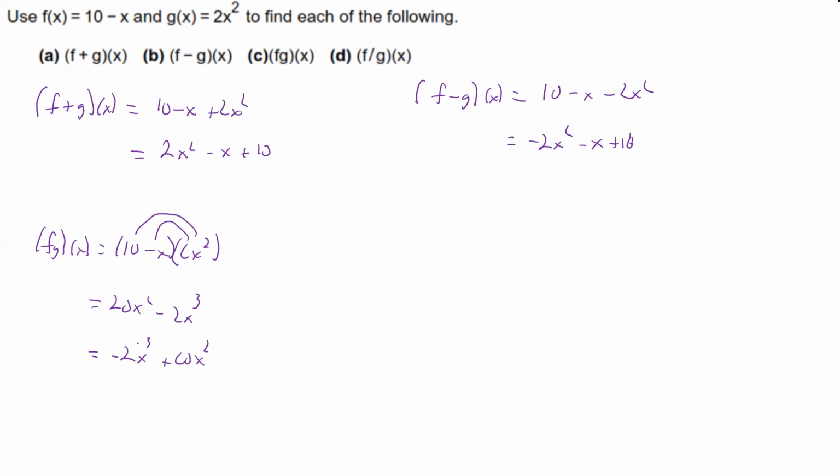Okay. And one final one, f over g of x. And so now we have 10 minus x over 2x squared. That's where I would leave it. I wouldn't try to reduce it any further. It's going to get really complicated really quick. And so I would just say that would be my final answer. All right, let's stop there and we'll come back for some more.